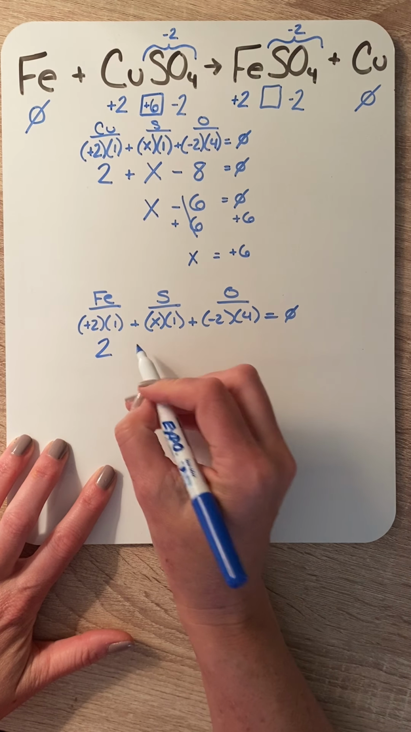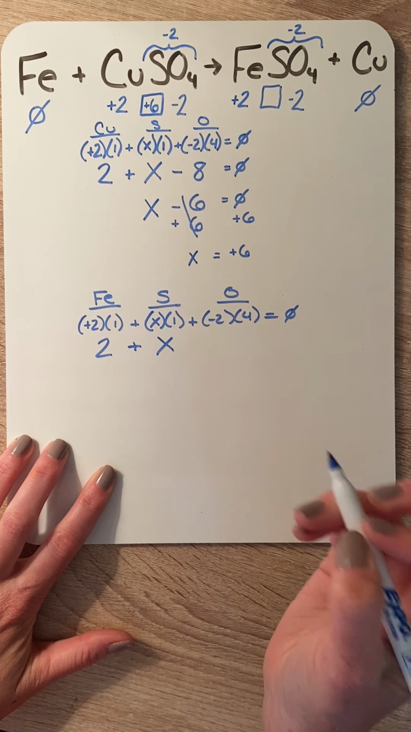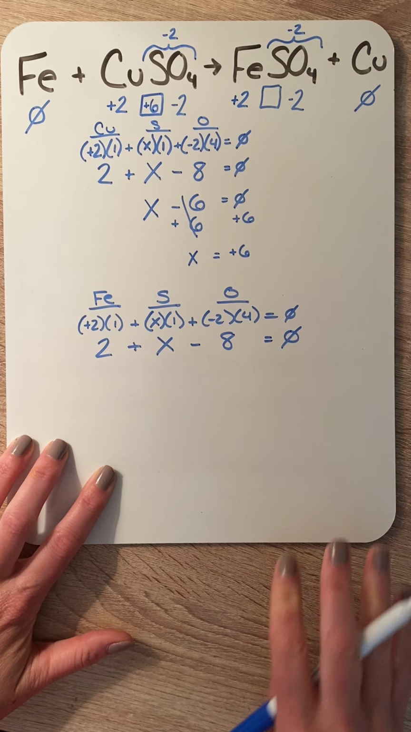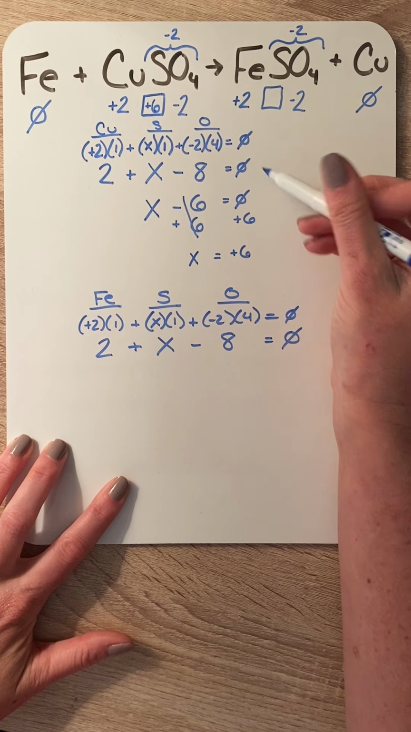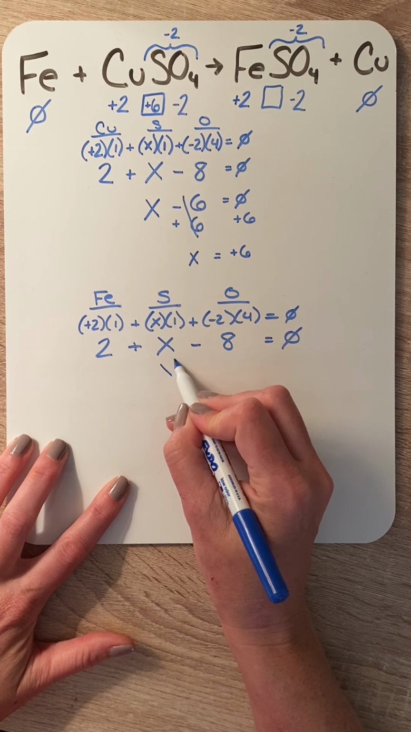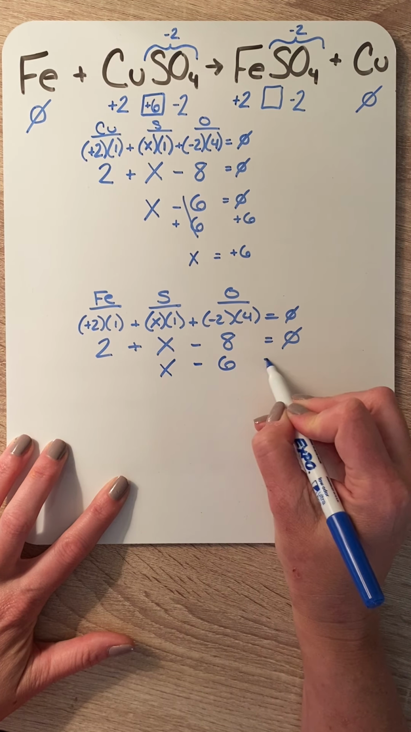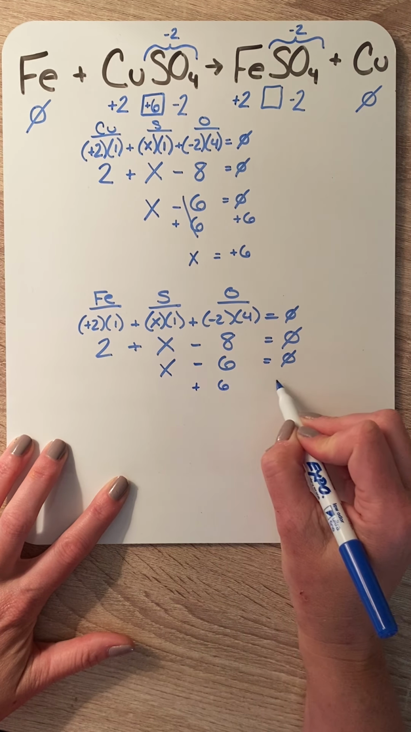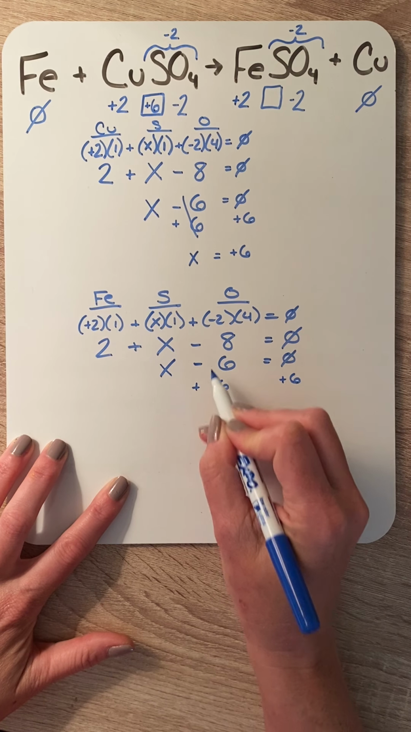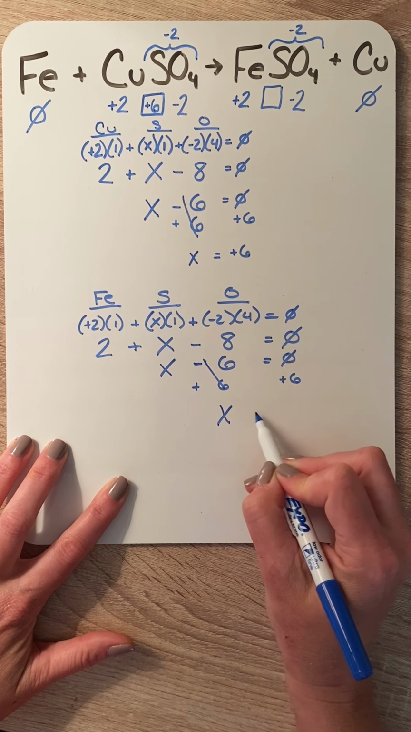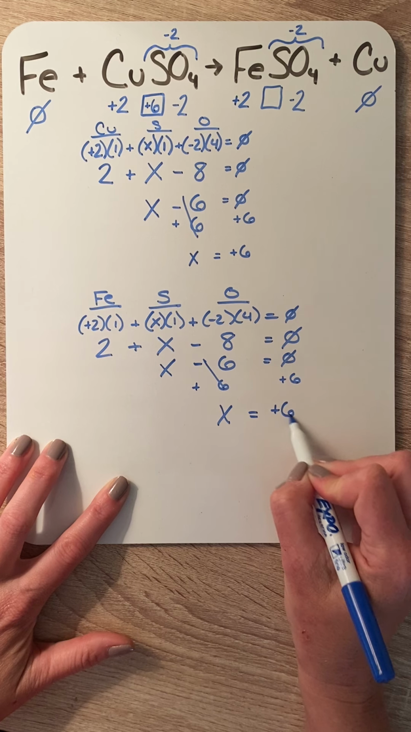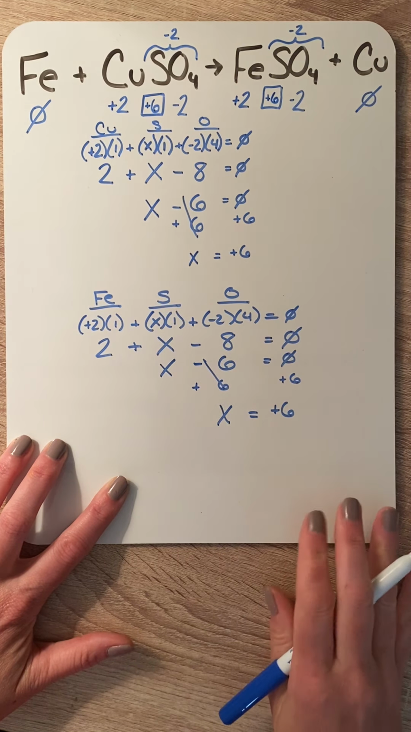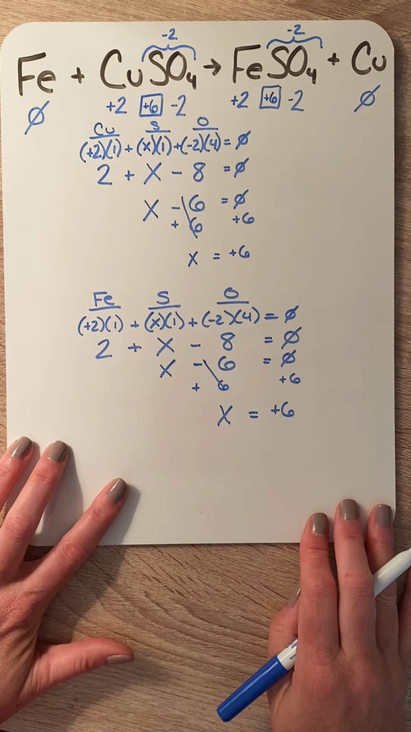So I have 2 plus x minus 8, all equals 0. All right, again, should look familiar. Condense this a little more. X minus 6 equals 0. Add 6 to each side. And I end up with x equals +6. So the sulfur has a +6 charge as well.